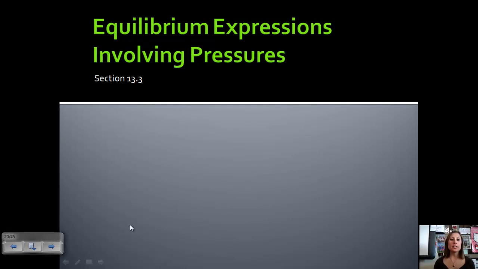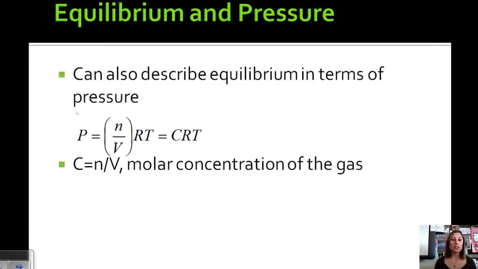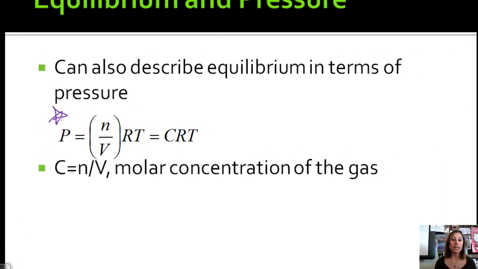Today we're going to talk about 13.3 and 13.4, looking at other ways to express equilibrium and different types of equilibrium. So we're going to look at pressure first. We can also describe equilibrium in terms of pressure. If you take a look at this equation, this is modified from the ideal gas law. You can see that one of the differences is this capital C value, which is equal to n over V.